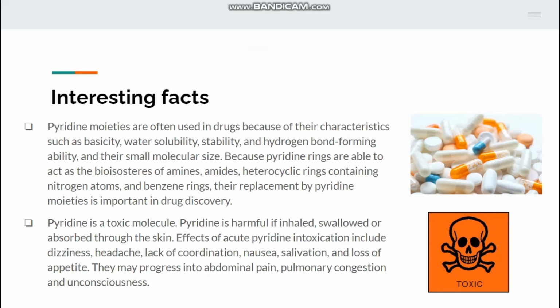Pyridine is also a toxic molecule. Pyridine is harmful if inhaled, swallowed, or absorbed through the skin. Effects of acute pyridine intoxication include dizziness, headache, lack of coordination, nausea, salivation, and loss of appetite. They may progress into abdominal pain, pulmonary congestion, and unconsciousness.